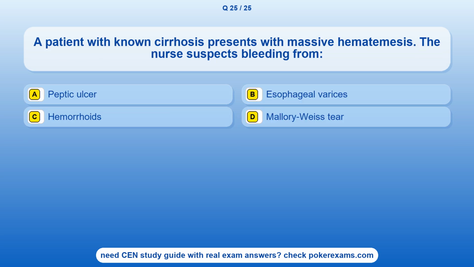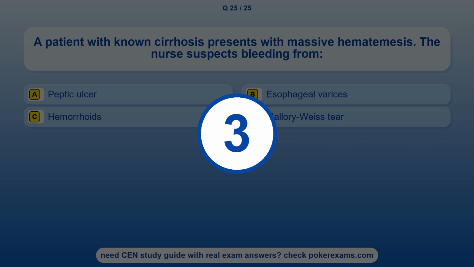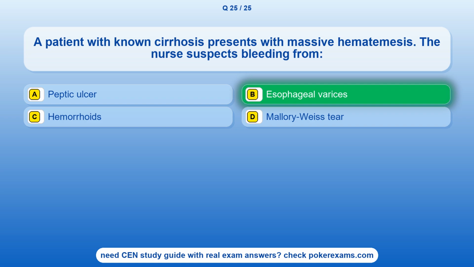Question 25. A patient with known cirrhosis presents with massive hematemesis. The nurse suspects bleeding from option A, peptic ulcer. Option B, esophageal varices. Option C, hemorrhoids. Option D, Mallory-Weiss tear. The correct answer is option B, esophageal varices.